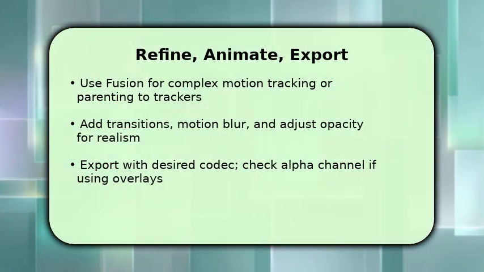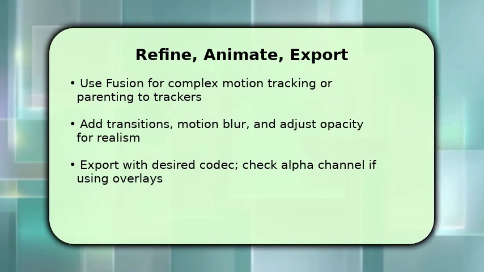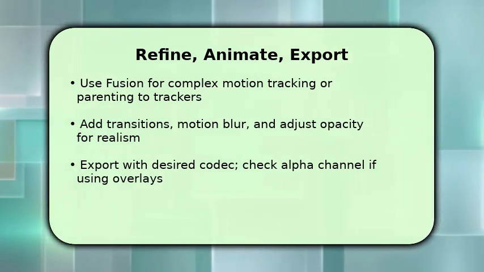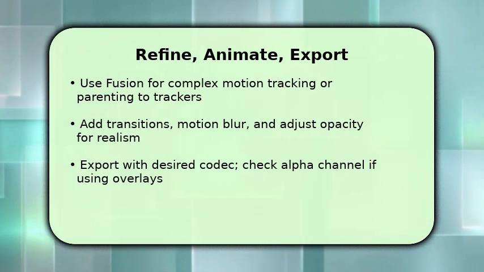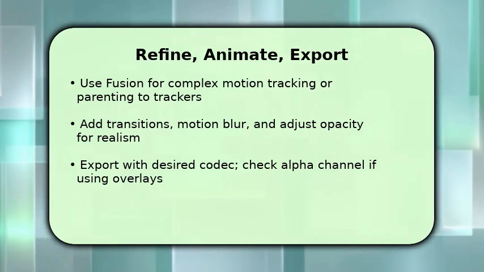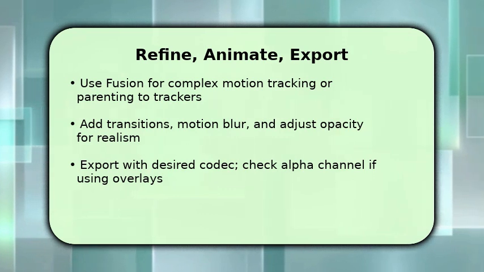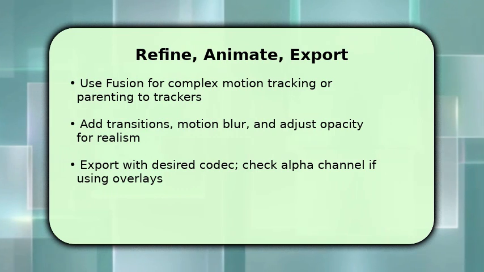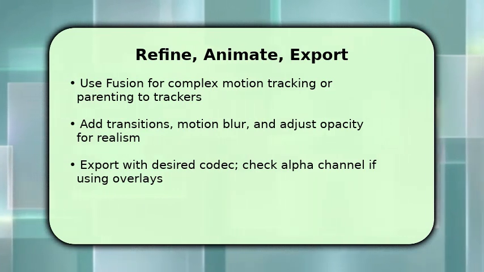For tricky movements, open Fusion and apply a tracker or parent the emoji to a tracking node so it follows motion automatically. Make small adjustments like motion blur and slight opacity changes to blend the emoji into the scene. Finally, export with the correct codec and settings. If you need an overlay file, include the alpha channel.